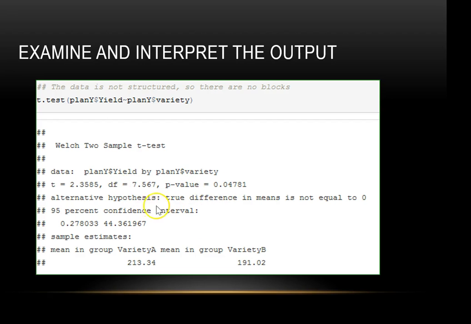This is the p-value. And the alternate hypothesis here is that the true difference in means is not equal to 0. And you get a 95% confidence interval of the difference. And the sample estimate, so the mean in group A comes out as this, and the mean in group B comes out as this. And because your p-value here is sort of marginal, just under 0.05, it's showing that there is a difference, but we might not take that as a given. We might want to try this again next year and see what happens then.